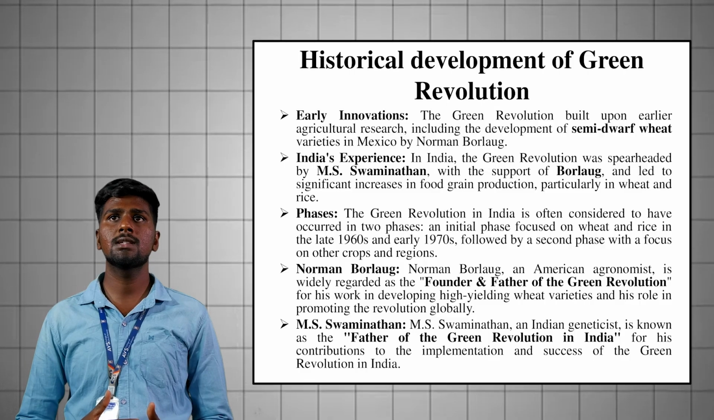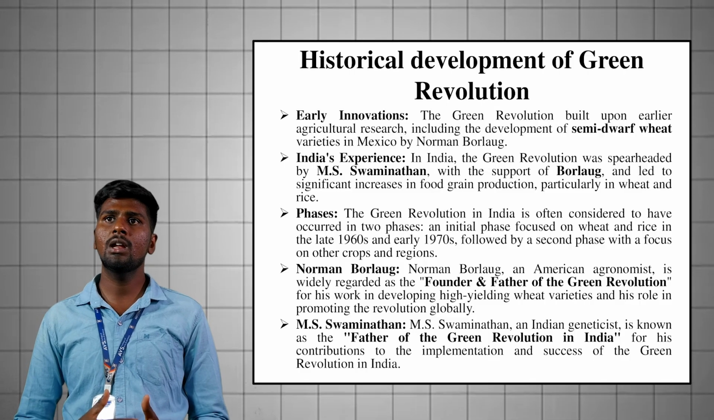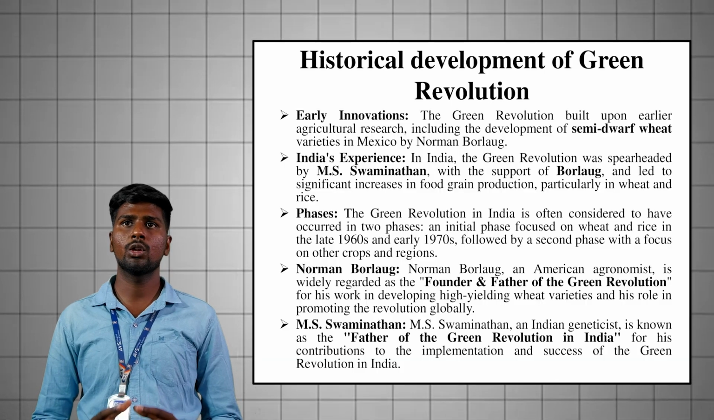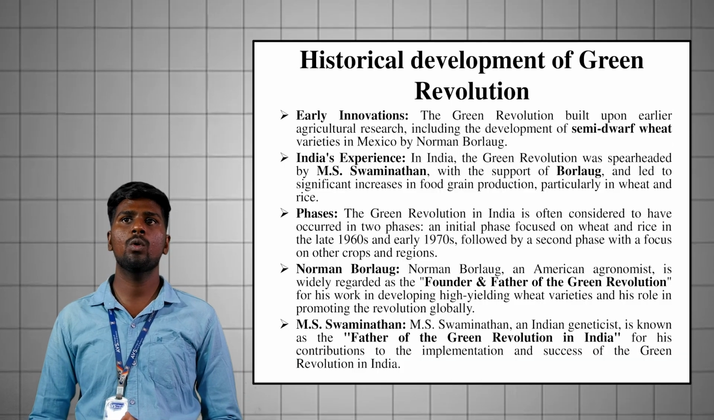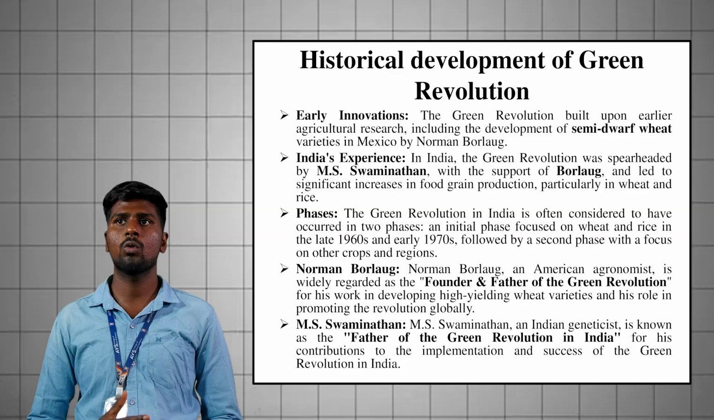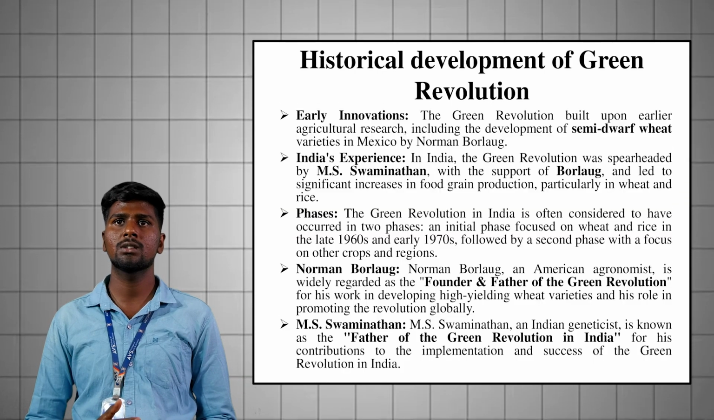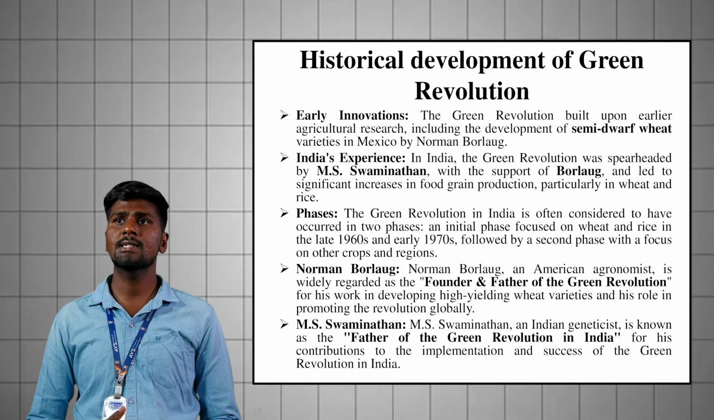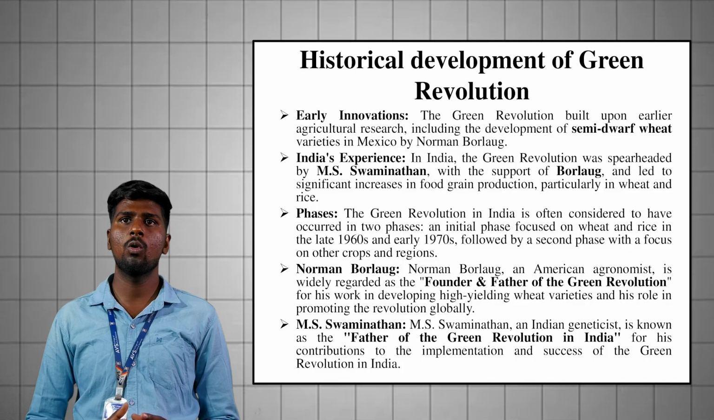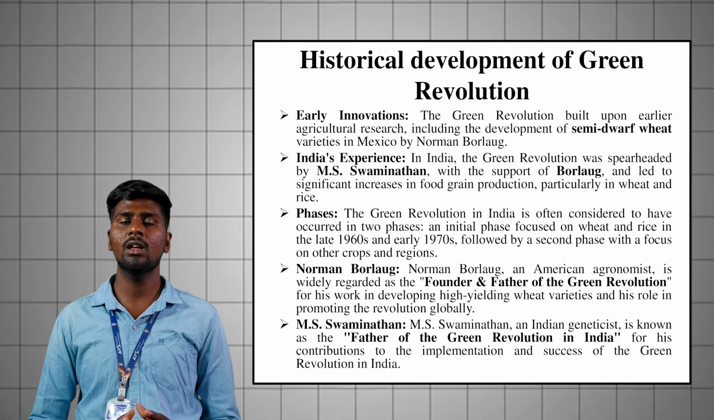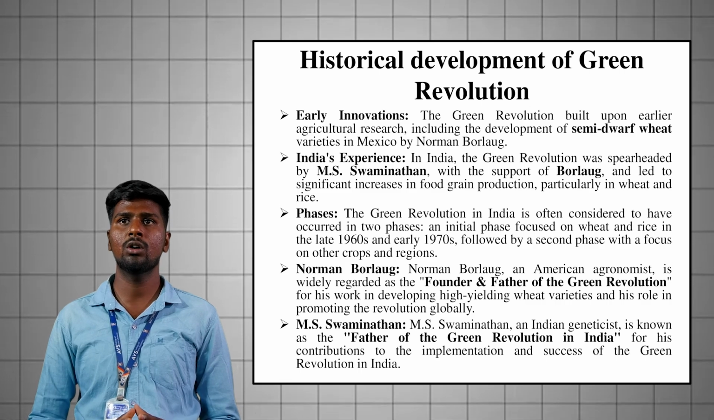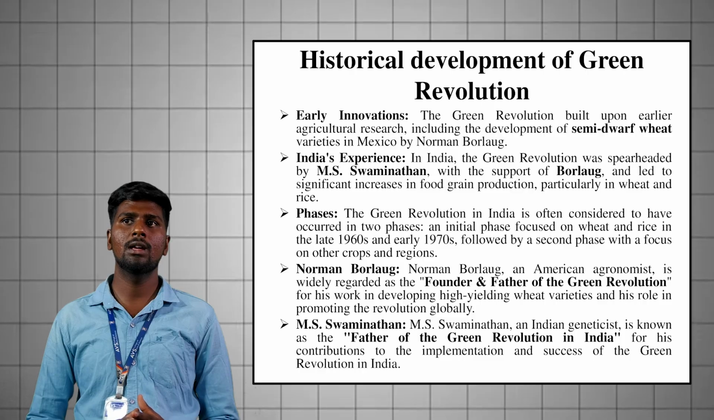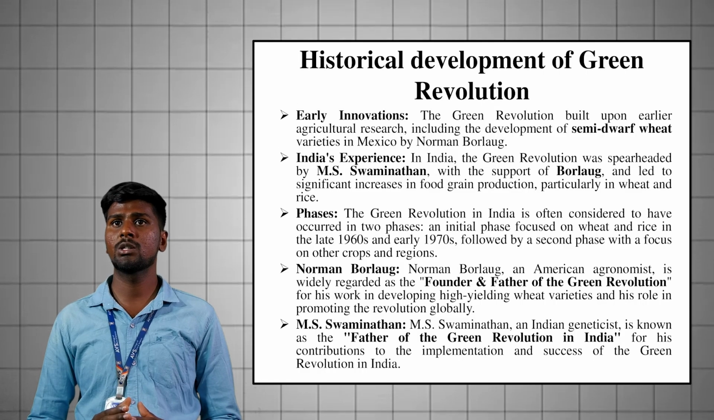Then what are the phases in the historical development? The green revolution in India is often considered to have occurred in two phases. The first is an initial phase focused on wheat and rice in the late 1960s and early 1970s, followed by a second phase with a focus on other crops and regions in the agroclimatic regions of Uttar Pradesh, Punjab, and all over India.